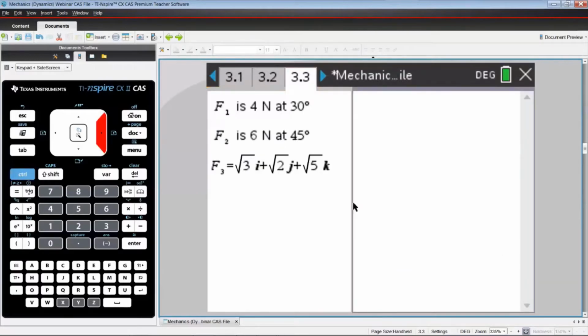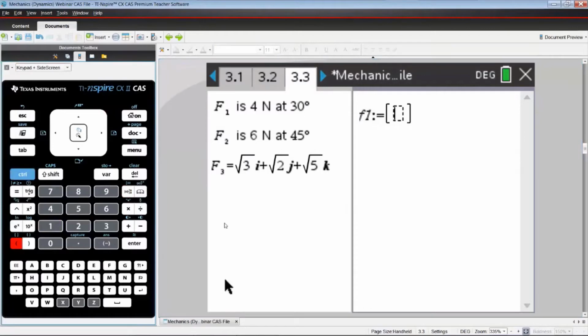Okay, so first things first, we are going to convert each of these forces into vector forms. I'm going to say F1, control, and the template button, which says is assigned to, and I'm going to type this in as a vector. So control and open bracket gives me a square bracket. In that square bracket, we're going to convert 4 newtons at 30 degrees into a three-dimensional vector. The horizontal component of that force, that is the x-axis direction component, the i direction, is 4 times cos of 30 degrees.